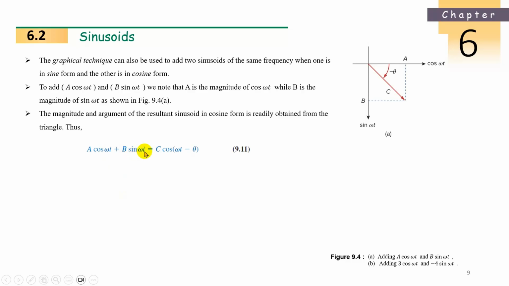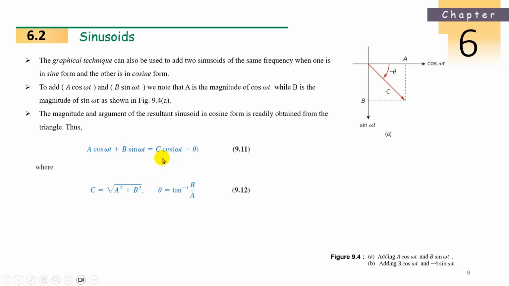A cos omega t plus B sin omega t can be written as C cos of omega t minus theta. If you add these two, A cos omega t and B sin omega t, it can also be written as C cos omega t minus phi. The resultant is nothing but the addition of cos and sine. With this diagonal C, I can write it as C cos omega t minus theta.